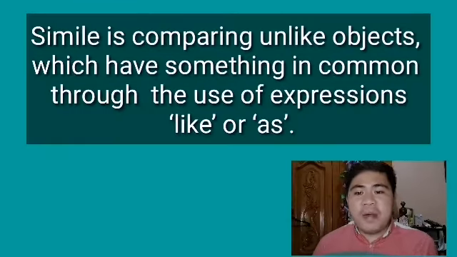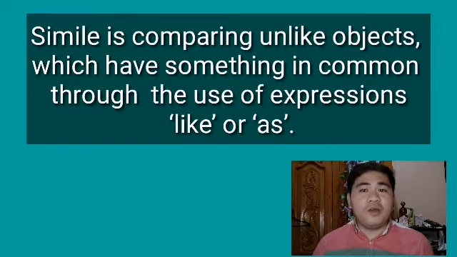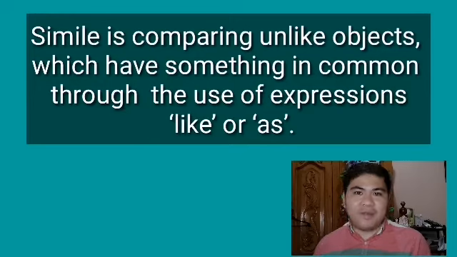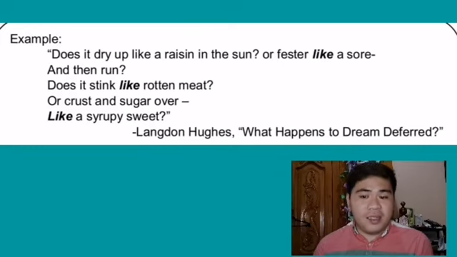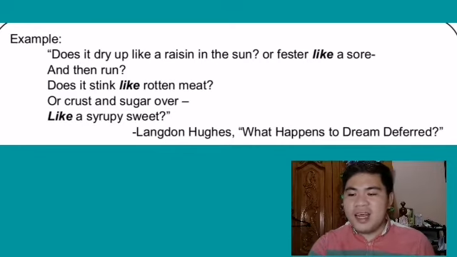Okay, so simile is comparing unlike objects which have something in common through the use of the words like and as. Okay, so ulitin ko, simile is comparing two unlike objects. And we compare them because they have similar characteristics, but we use the words as or like. For example, does it dry up like a raisin in the sun, or fester like a sore and then run? Another one, does it stink like rotten meat, or crust and sugar over like a syrup sweet? Okay, so that is a part of What Happens to a Dream Deferred by Langston Hughes.